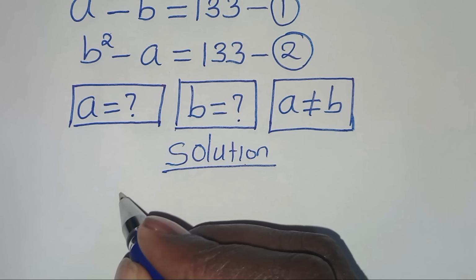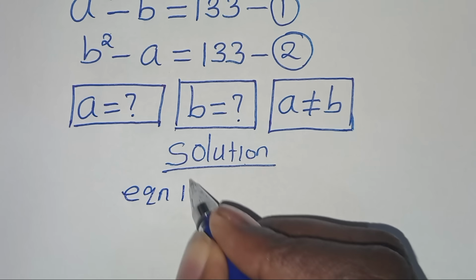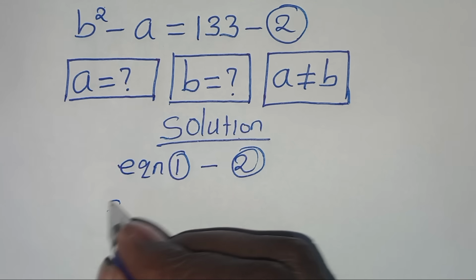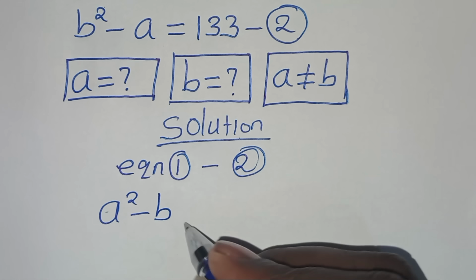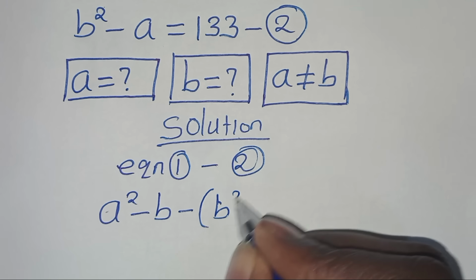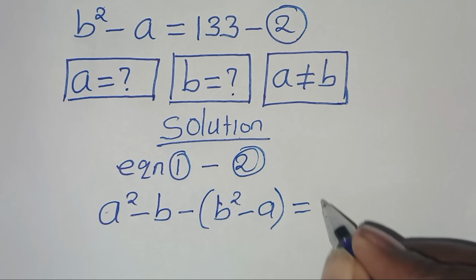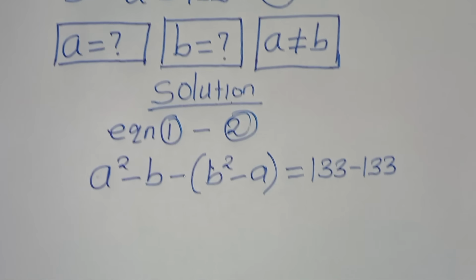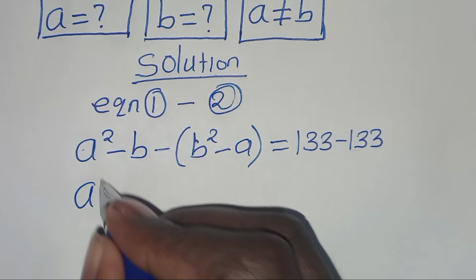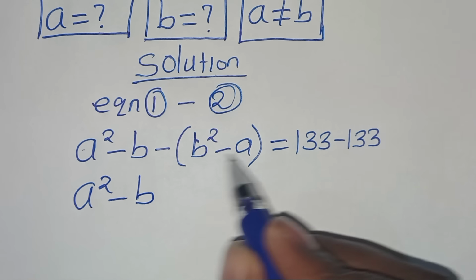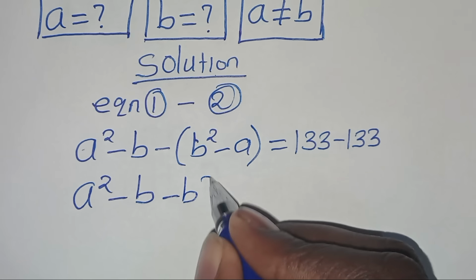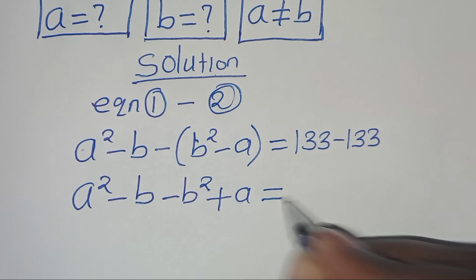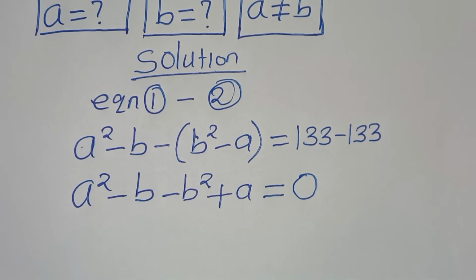The first step to do here, let's subtract equation 1 by equation 2. So that now we have a squared minus b, then subtract b squared, subtract a, is equal to 133 subtract 133. So here we have a squared, subtract b. Let's open the parentheses here. So this is minus b to the power of 2, then minus times minus a becomes plus a. This is equal to 133 minus 133, which is 0.